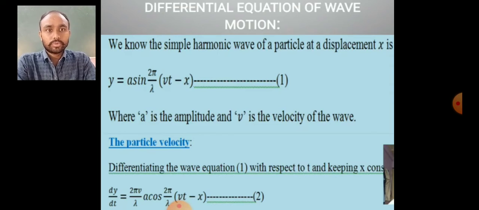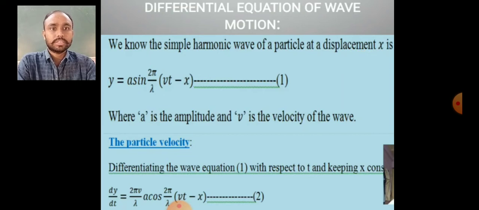Now in the last lecture we saw how to represent the displacement of a particle when it performs simple harmonic motion. That is what we have written here, equation 1, the simple harmonic wave particle displacement equation. The wave is moving along the x axis, but the particle is taking the displacement along the y direction. That's why this displacement is represented by equation 1: y is equal to a sine 2 pi by lambda (Vt minus x). In the last video also we have seen this.